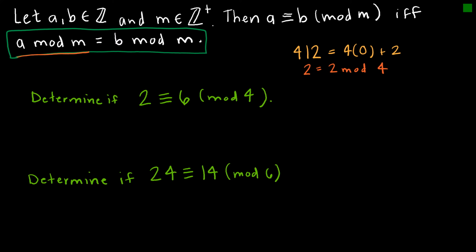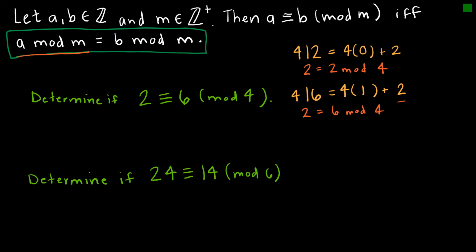Let's look at 6. Does 4 divide 6? I got confused for a minute. The way that we would write that is 4 times some number plus some number, using the definition of division. In this case, we would say 4 times 1 is 4, plus 2 is 6. And again, the remainder of 2 would be equal to 6 mod 4.